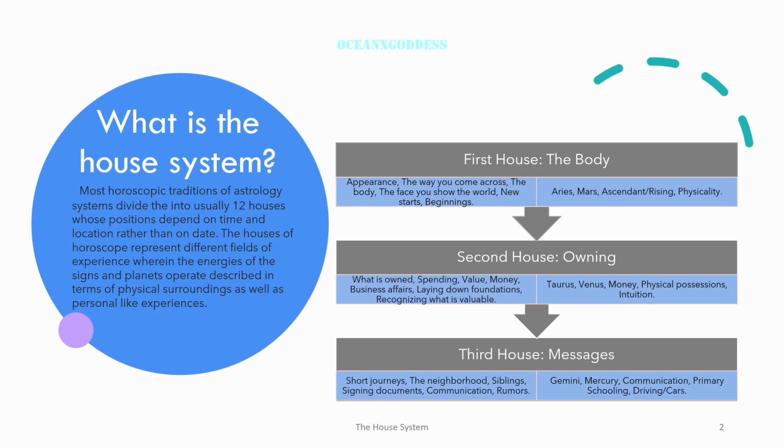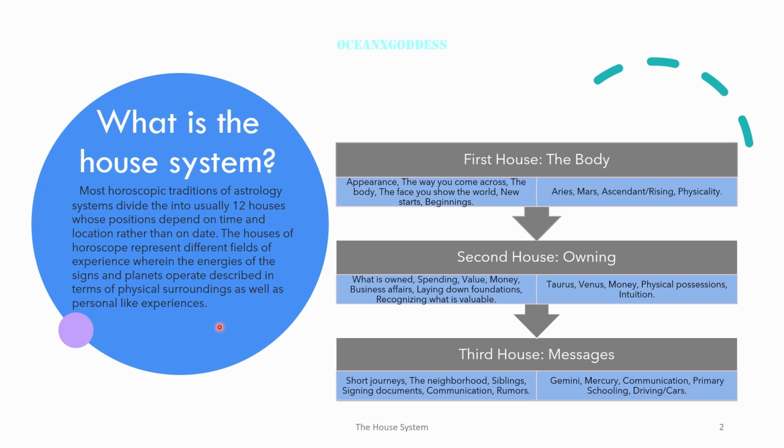Okay, so you guys may be wondering, what is the house system? Most horoscopic traditions of astrology divide the chart into usually 12 houses, whose positions depend on time and location rather than on date. The houses of the horoscope represent different fields of experience wherein the energies of the signs and planets operate, described in terms of physical surroundings as well as personal life experiences.